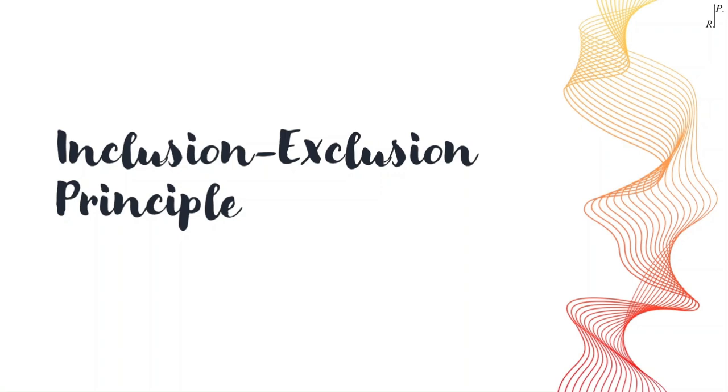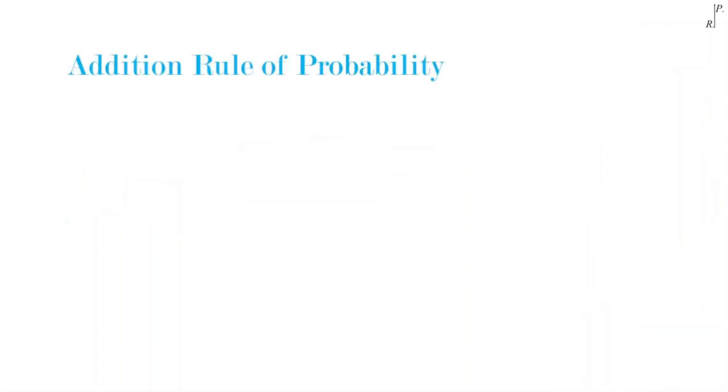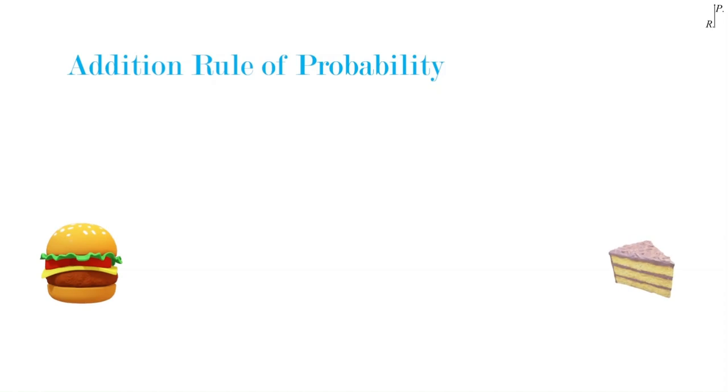Let us start discussing the rules of probability. We shall begin with the addition rule and the inclusion-exclusion principle. Consider an example. Suppose we want to place an order for some light bites, and we have two options, burger and pastry.